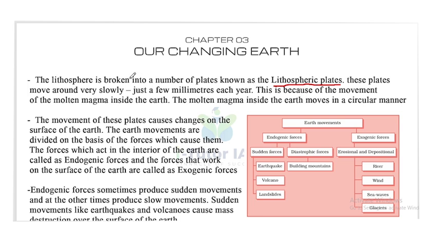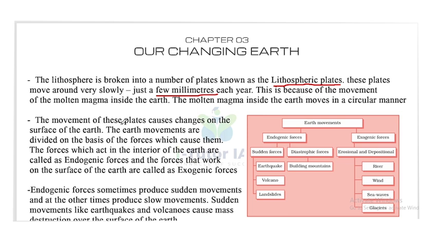The lithosphere is broken into a number of plates known as lithospheric plates. These plates move around very slowly, just a few millimeters each year. This is because of the movement of the molten magma inside the earth. We already discussed the molten magma inside the earth. This molten magma moves in a circular manner, and that's why the lithospheric plates also move.